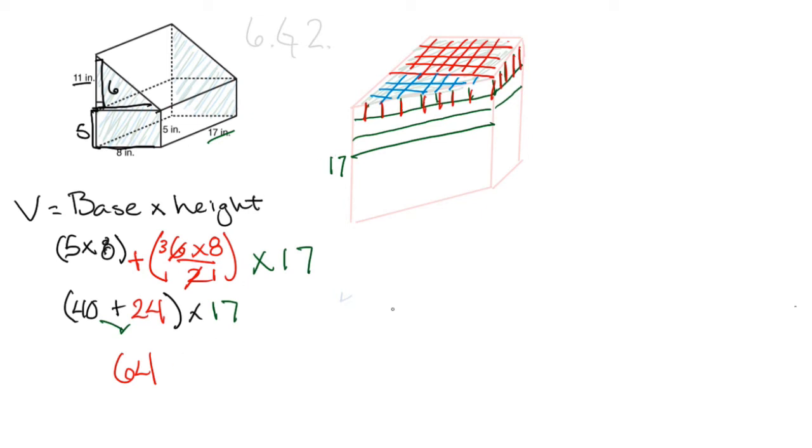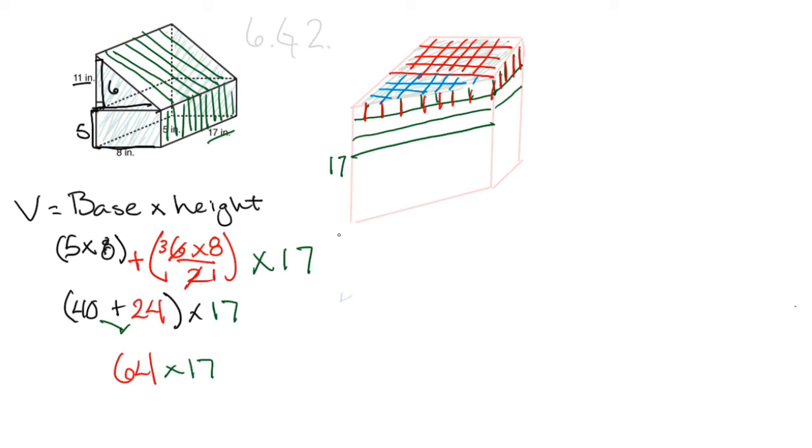And then I'm going to multiply that by 17, because there are 17 layers. Here we'd be counting 1, 2, 3, 4, 5, 6. I'm not going to be able to fit 17 in there, but you get the idea. And each one of these layers would also extend this way.